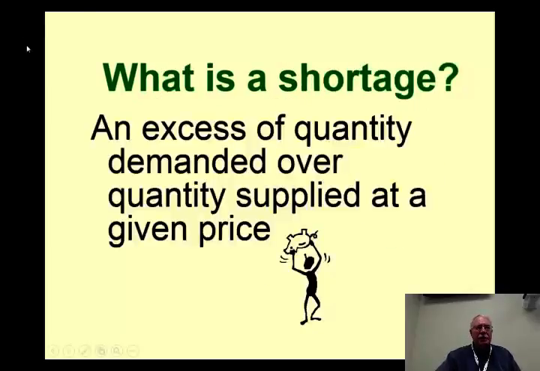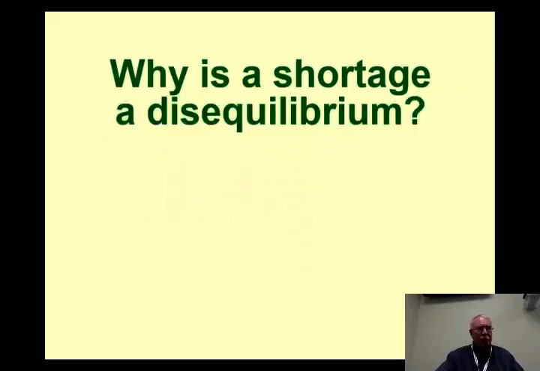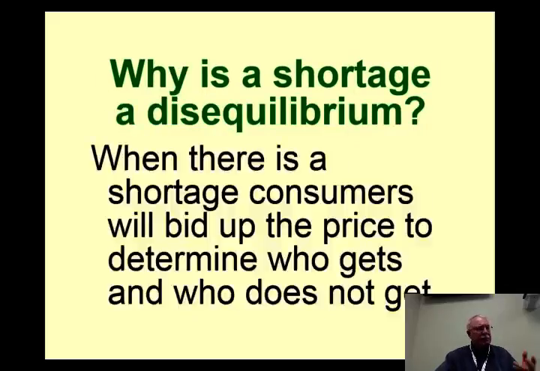A shortage is an excess of quantity demanded over the quantity supplied at a given price, meaning that people want to buy more than is made available. When there's a shortage, which is a disequilibrium situation, consumers will bid the price up to determine who gets and who does not get. If there's a shortage, how do we decide in the free market who gets? Those people with the high money, and those who want it the most, get, and the other people don't.